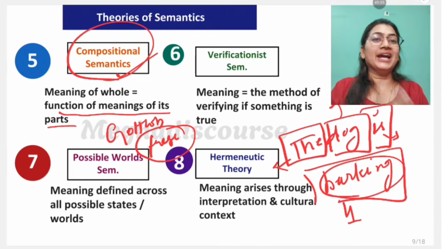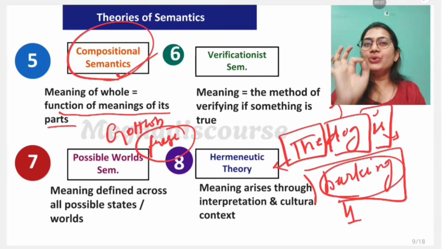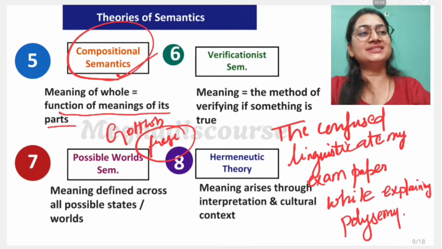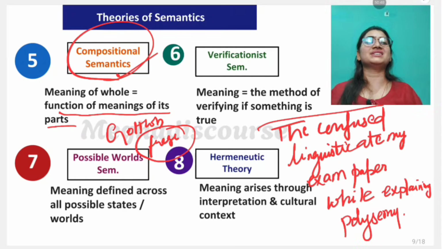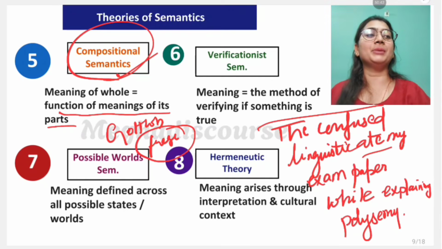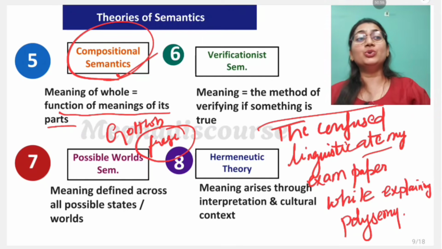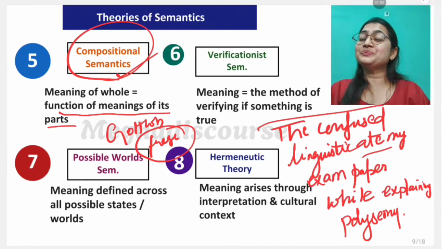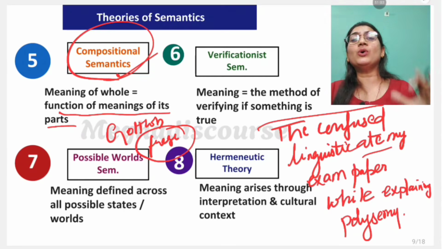Think about the sentence I'm saying. The confused linguist accidentally ate the exam paper while explaining polysemy. Now you can understand the meaning of the sentence instantly. Why so? Because you already knew the meaning of each word.